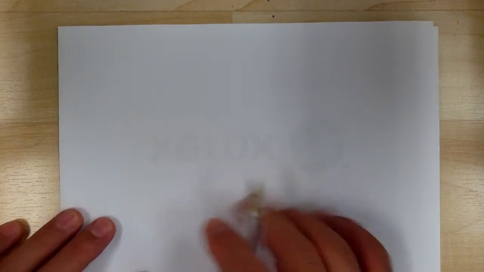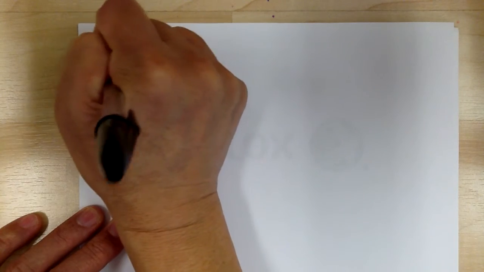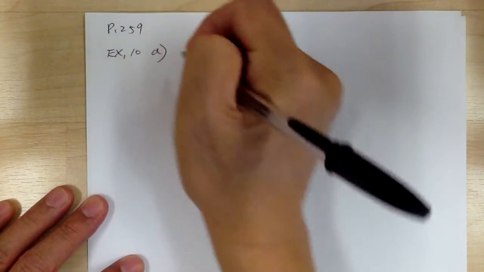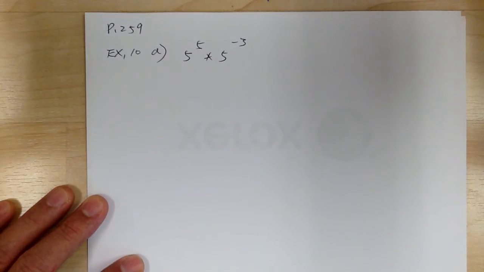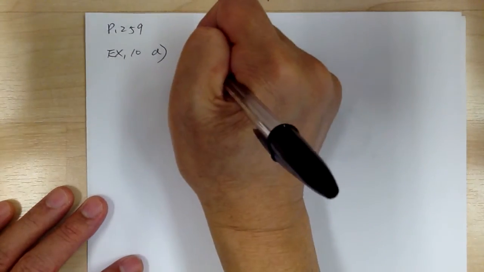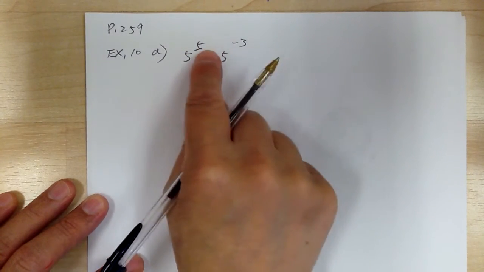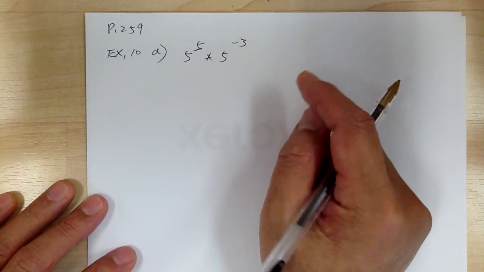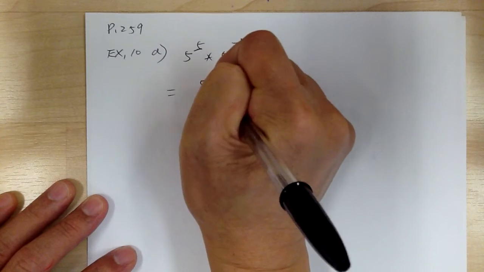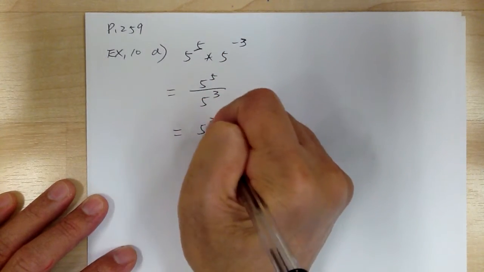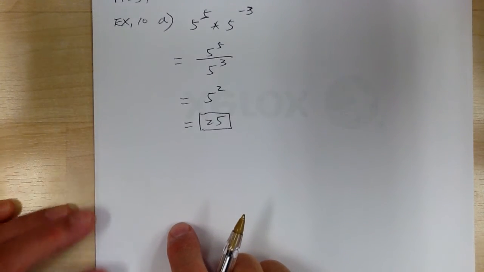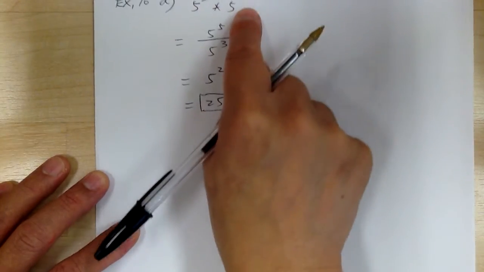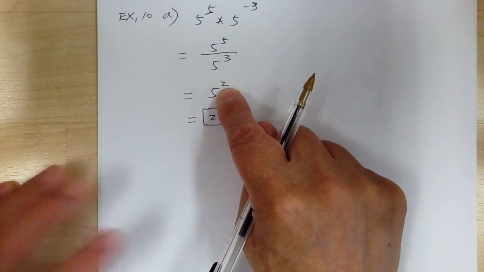Okay, now let's go to example 10. Start with A. So you got 5 to the 5 times 5 to the negative 3. Okay, so again, you can use different methods. If you apply the product rule, it just becomes 5 to the 2, right? Or again, if you do the flipping, this would be 5 to the 5 over 5 to the 3. So this will equal 5 to the 2. And so this will equal 25. Okay, so again, 5 minus 3 gives you 2, right? So you can do it this way. Or if you just add 5 plus negative 3, you get 5 to the 2, right? So same thing, either way.